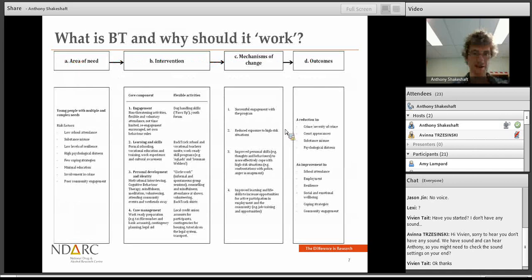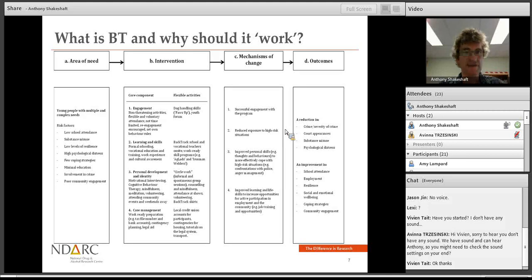This is the program logic, and here's what it looks like when we try and put it together. In the first column, A is the area of need. The area of need, or the problem we're trying to deal with, is young people with multiple and complex needs. Those risk factors are things like low or no school attendance, using substances, not always, but often low levels of resilience. They've got a lot of psychological stress in their lives, violence, things very unstable in their lives. They tend not to have very good coping strategies, mental education, all the things you can see there.